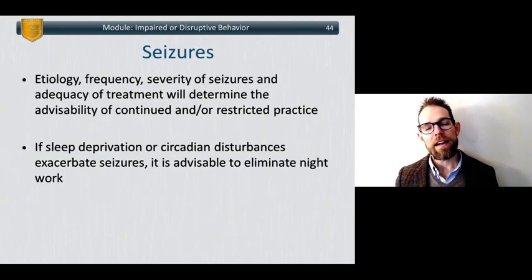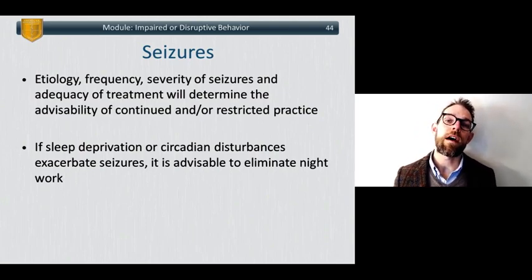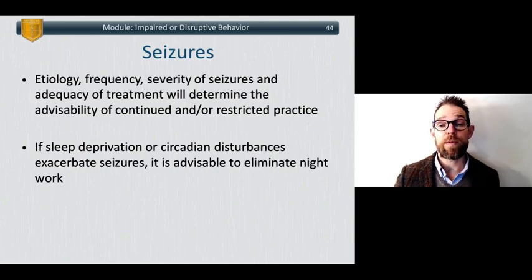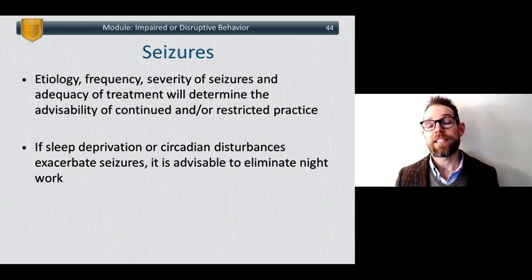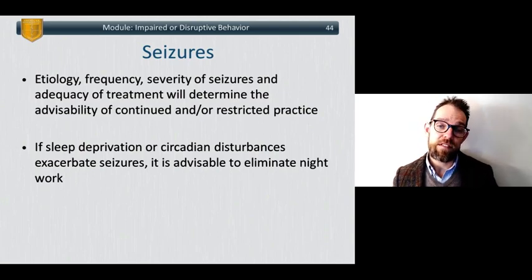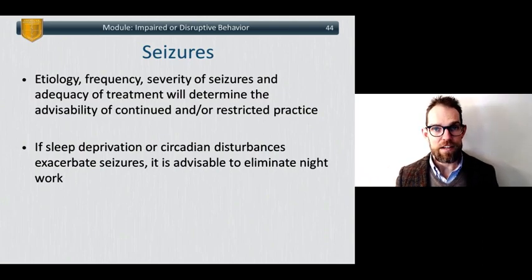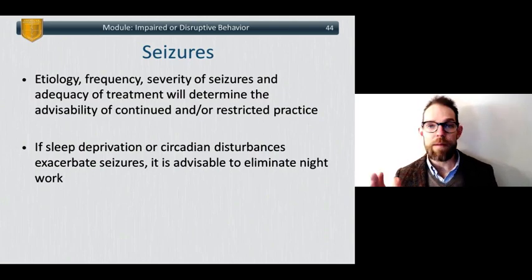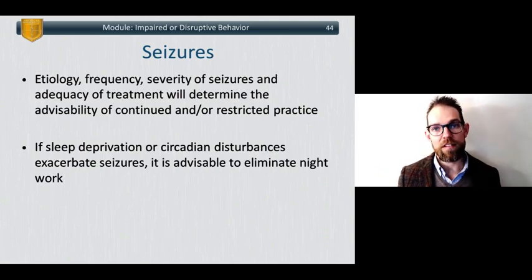Seizure disorders. The etiology, the frequency, the severity of seizures, and the compliance with and adequacy of the treatment regimen are going to determine if that person is able to continue to practice or if they require a restricted practice. If sleep deprivation or circadian disturbances make seizure activity worse, it is advisable to take that person off of a call schedule and only give them daytime work.